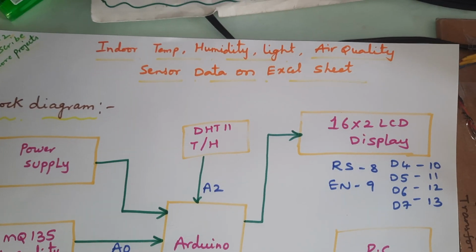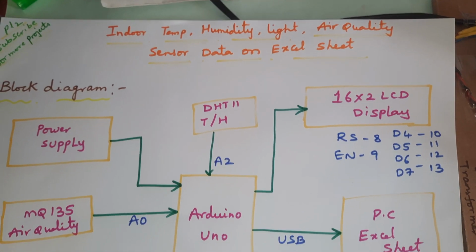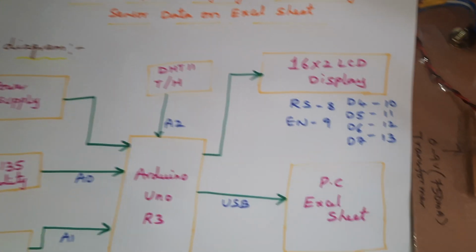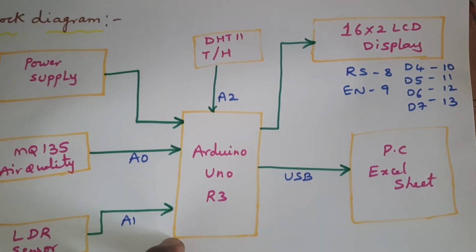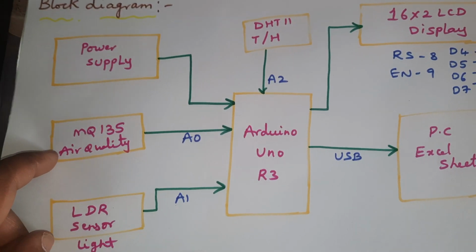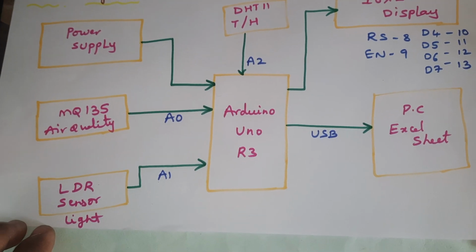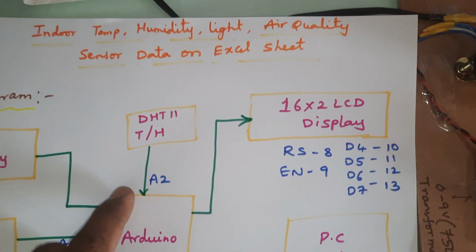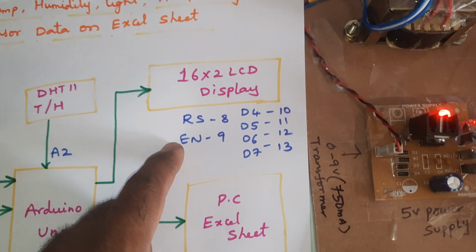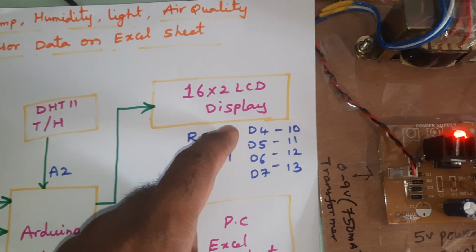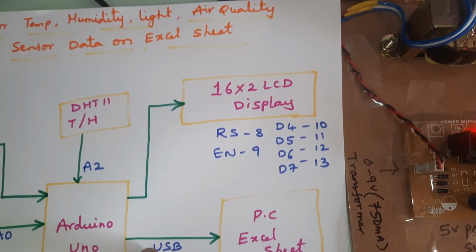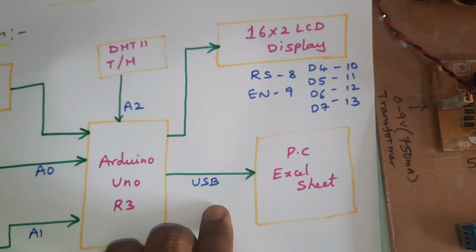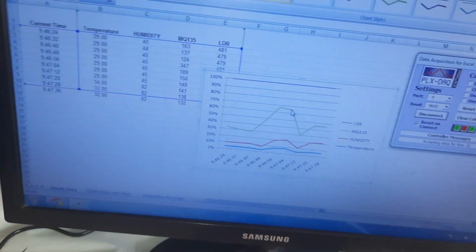The project title is Indoor Temperature, Humidity, Light, Air Quality Sensor Data on Excel Sheet. In this project we are using an Arduino Uno R3, MQ135 air quality sensor, LDR sensor, DHT11 temperature humidity sensor and a 16 x 2 LCD display with RS, enable, D4, D5, D6, D7 connected to 8, 9, 10, 11, 12, 13, and we are sending the data to an Excel spreadsheet.